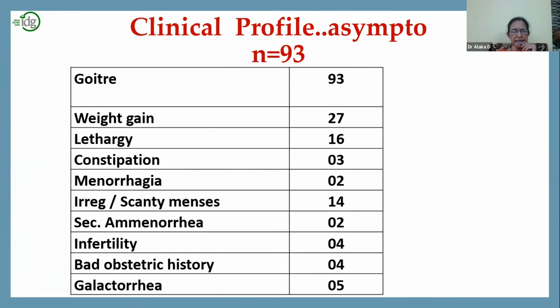So what I am again hinting at, if a patient comes with menstrual irregularity, whether it is hyper, hypo, secondary, infertility, please get their thyroid profile done. Bad obstetric history, 4 patients, and galactorrhea. I specifically used to ask, is there any discharge from the nipple? And 5 patients gave history of galactorrhea. Okay, so the profile of hypothyroidism is changing. So you should suspect or get the investigations done.